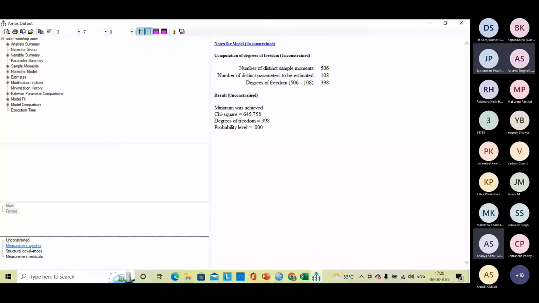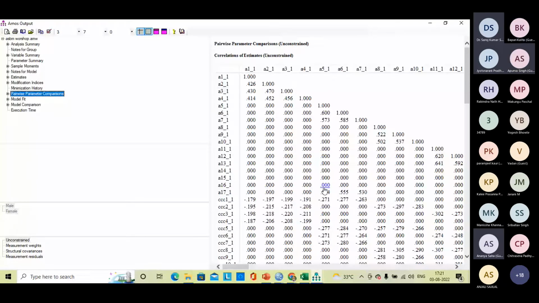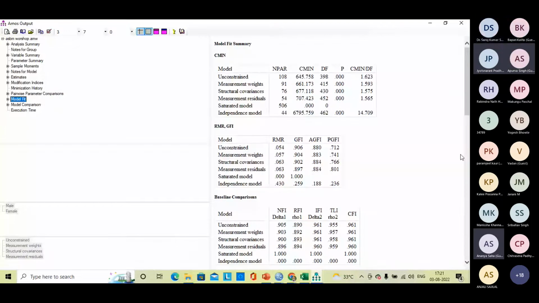Look at here. Now we will go to the pairwise parameter comparison. First, let us go to the estimates. The same thing, the estimate is the same for both male and female. Let me confirm. Yes, same thing. Now coming to the pairwise parameter comparison, this operation I will go to later on. Go to the model fit.